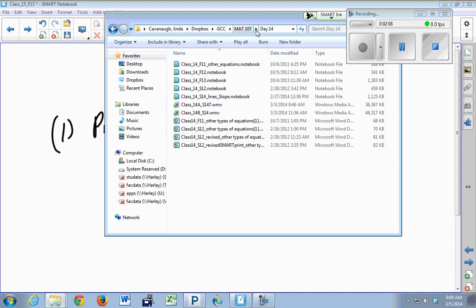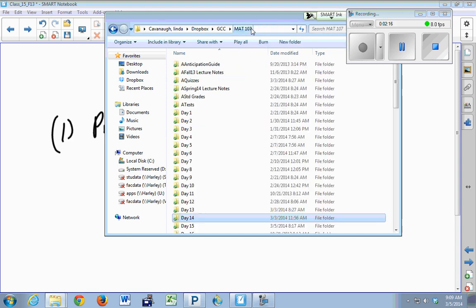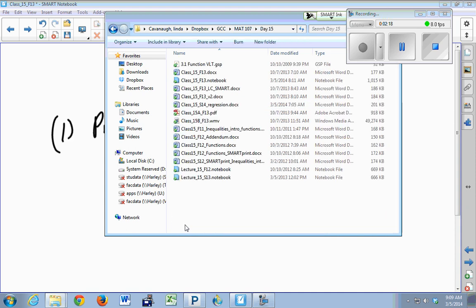Will this show files or just Word files and notebook files? Do I have to put anything in here to see everything? So I thought it was in day 14.